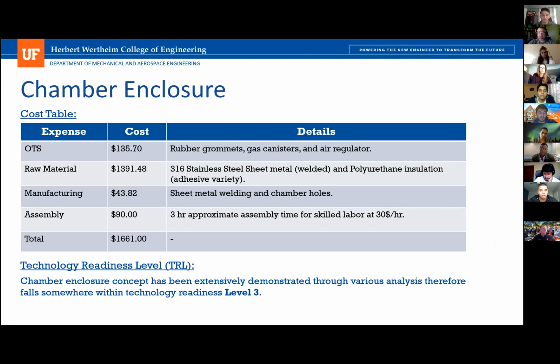And then for the technology readiness level, due to the extensive analyses that we have on paper, the best level would be level 3, but it has not been proven in a laboratory setting. So level 3 seems like the ideal spot for the chamber enclosure subsystem.